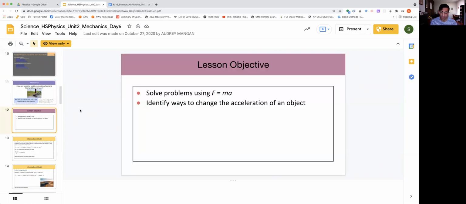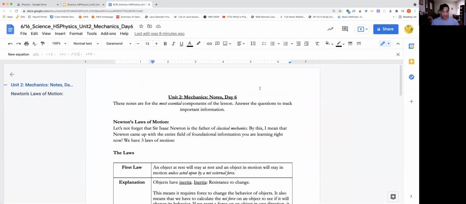And the overall objective is to use our fundamental equation, force equals mass times acceleration, and to identify ways to change the acceleration of an object. And so for this, I've made a little background document for you that I'm going to walk you through and that you should keep close as you're going through all of the mechanics and kinematics and even dynamics aspects of Regents physics. So here's our document. It's our notes for day 6, but you could even make a copy and relabel it however you want.